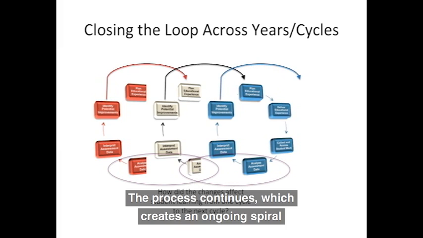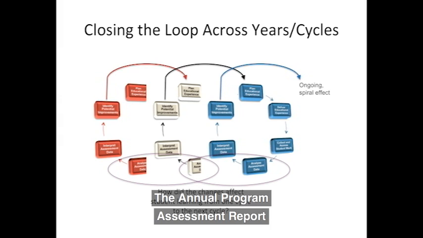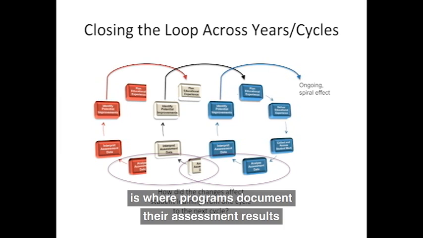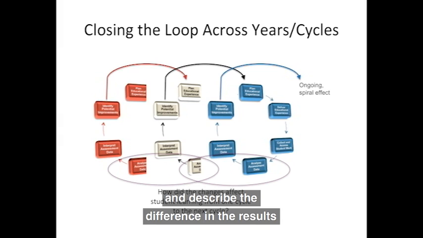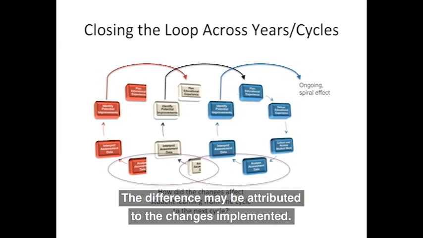The process continues, which creates an ongoing spiral type of effect. The annual program assessment report is where programs document their assessment results and describe the difference in the results since the program learning outcome was last reported. The difference may be attributed to the changes implemented.